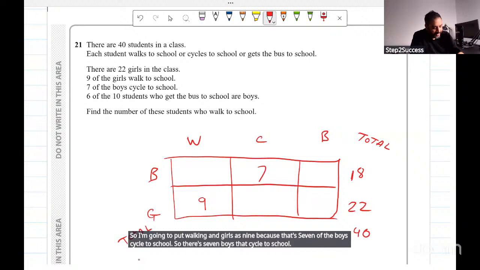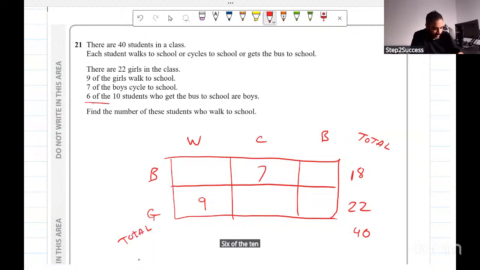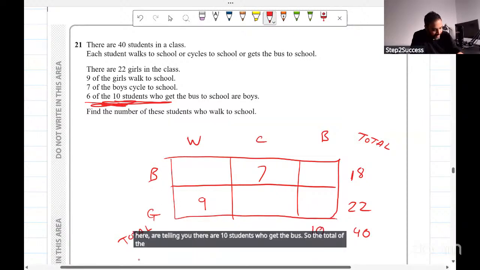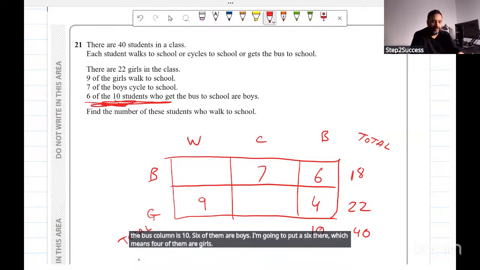Six of the 10 students who get the bus. Now, there's quite a lot of information here. It's telling you there are 10 students who get the bus, so the total of the bus column is 10. Six of them are boys. I'm going to put a six there, which means four of them are girls, obviously.